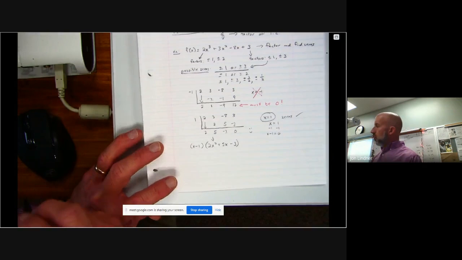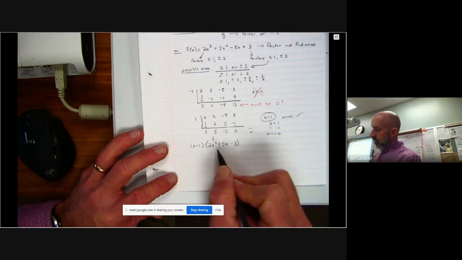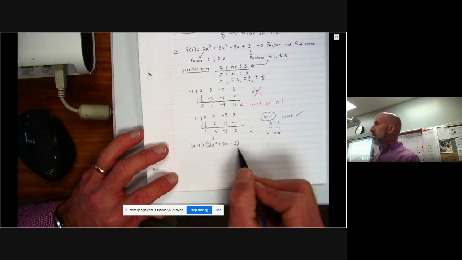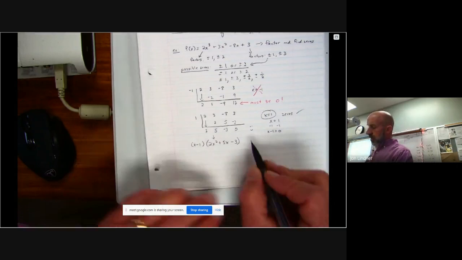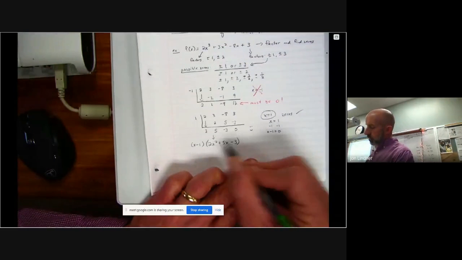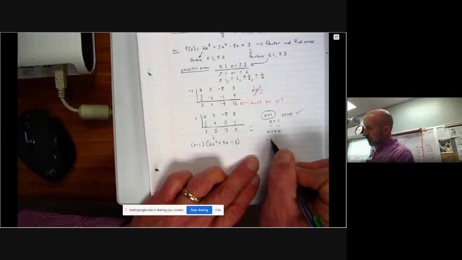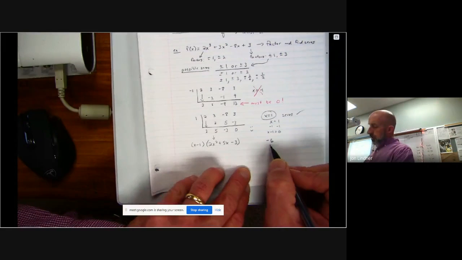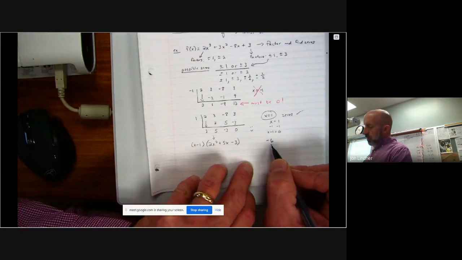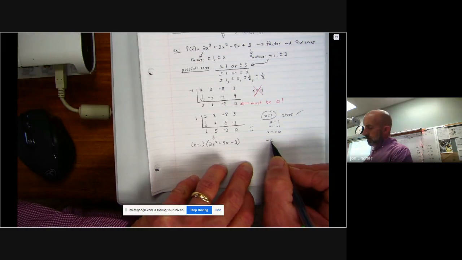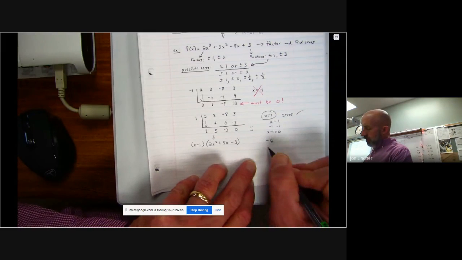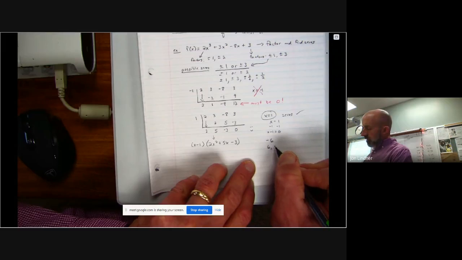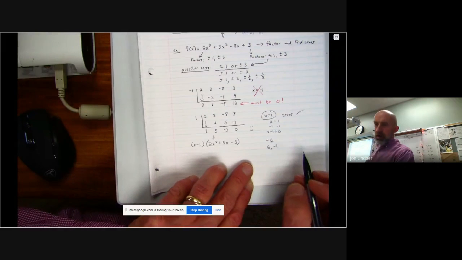And then we can factor or try to factor this quadratic right here, which looks to me like we need to do product sum. So we'll come over to the side. 2 times negative 3 is negative 6. I need two numbers that multiply to give me negative 6, but combine to be positive 5. So that's positive 6 and negative 1.